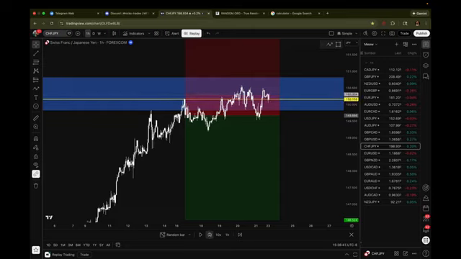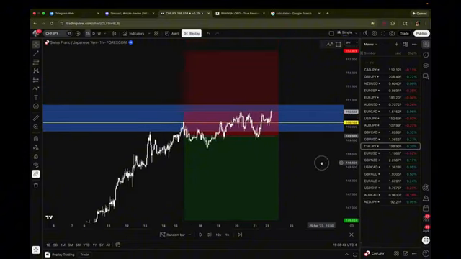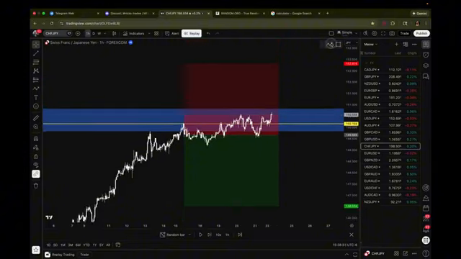It tries to drop again. Tries to go sideways. Tries to go up. And then now this looks like it's going to be starting to break above. So in this case, I'm going to elect to close this trade right here.